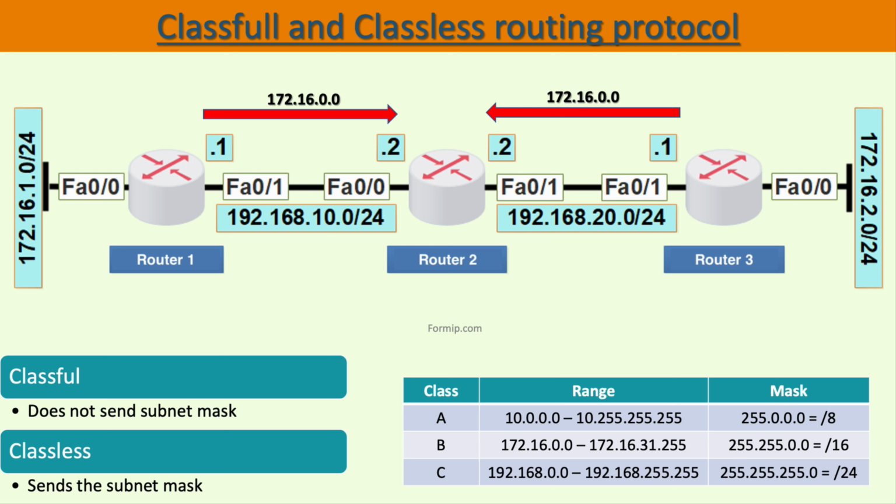While classless routing protocols advertise the subnet mask with their updates, that is to say, router 2 will know that on one side there is the 172.16.1.0 network, and on the other side the 2.0, because here the subnet mask is sent with the network address, which allows you to determine the corresponding IP range.